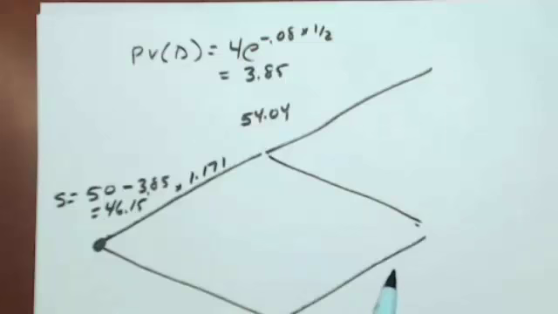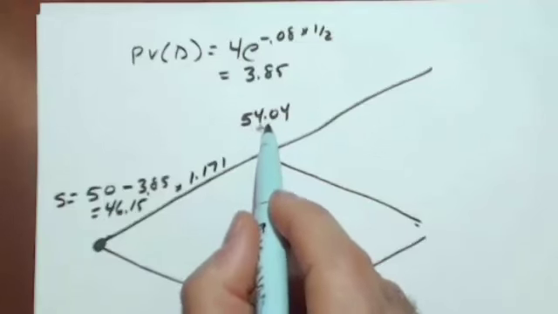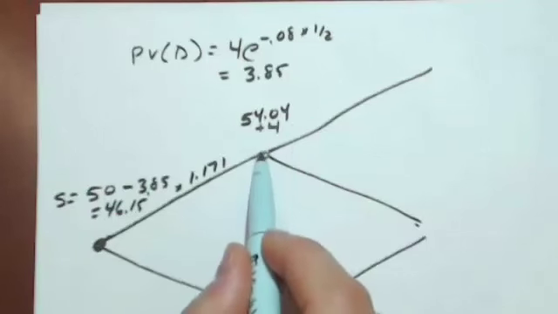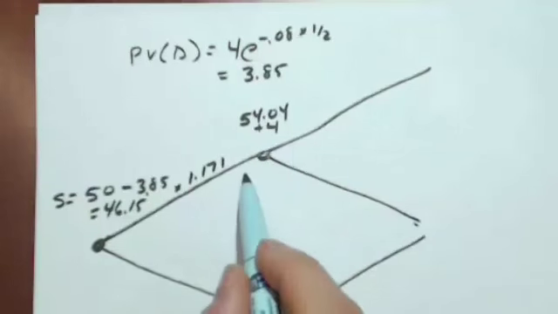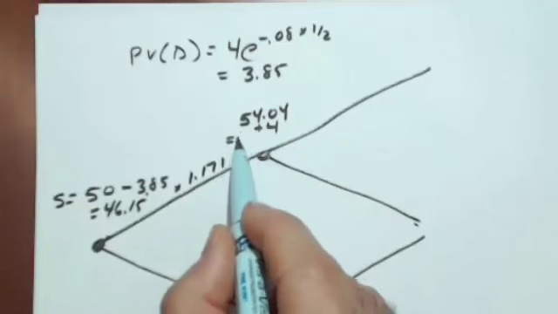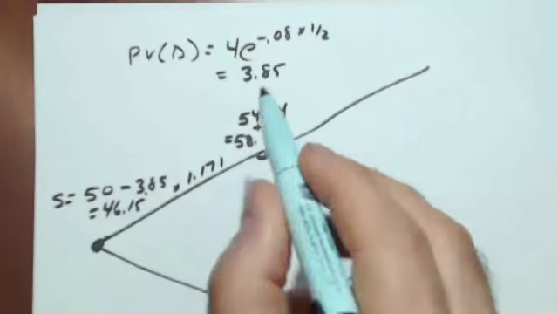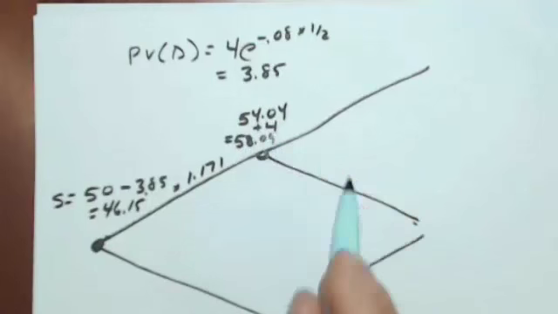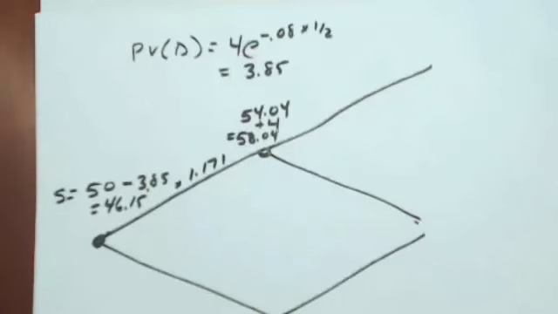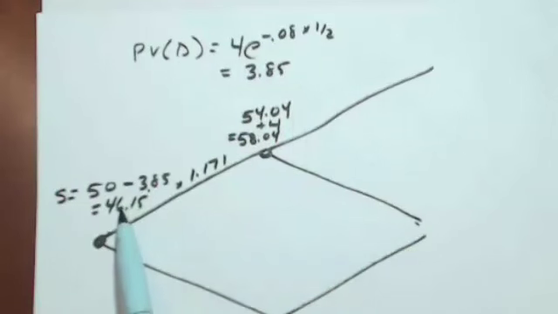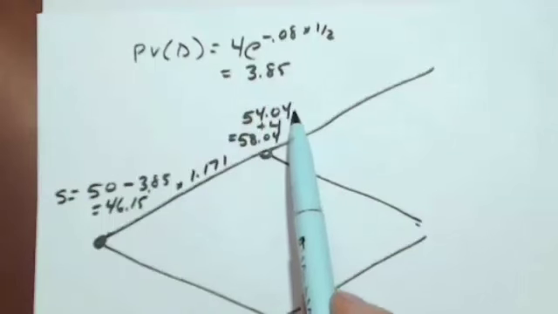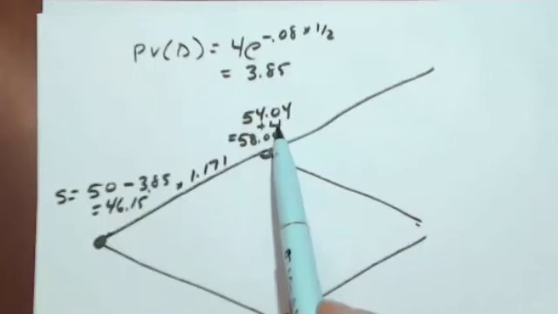$54.04. And we're going to add to this the $4 dividend that's payable in 6 months, because the first node is at the 6-month period. So this total is 58.04. That 58.04 is the value of the stock just before it goes ex-dividend. And as soon as it pays the dividend, it'll be worth 54. So all I did was back out the dividend here, and add it here, the actual $4 dividend.